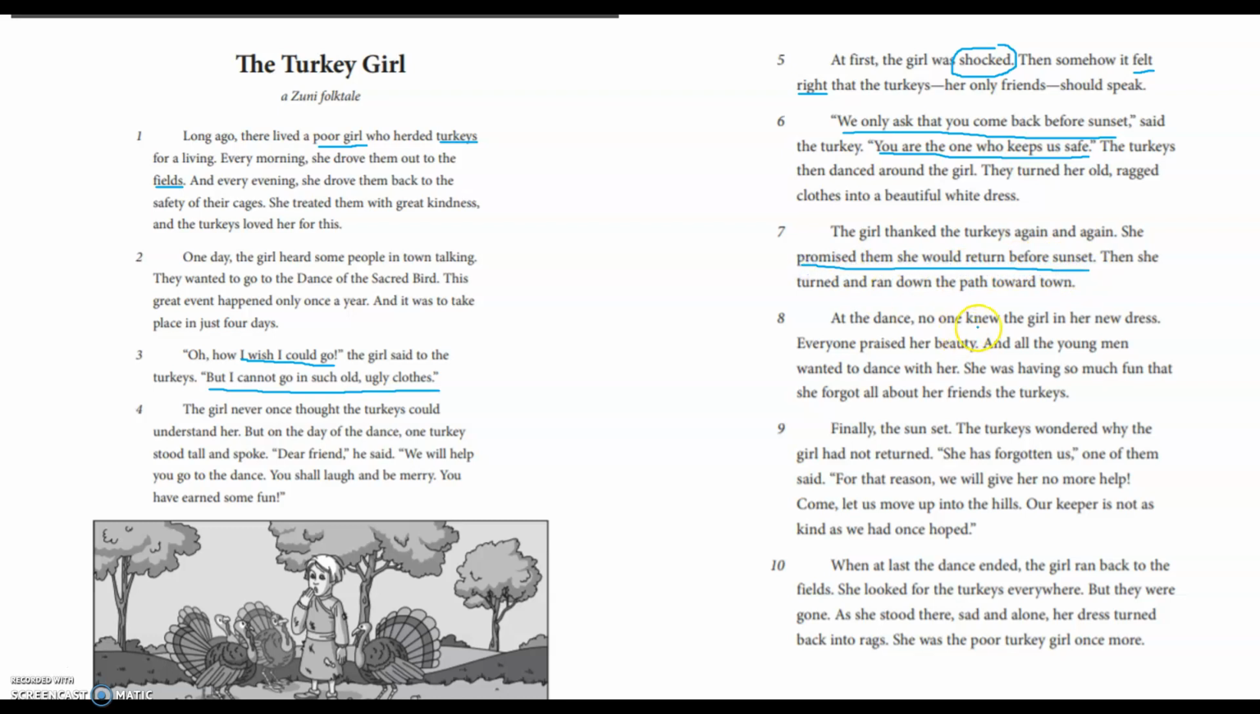At the dance, no one knew the girl in her new dress. Everyone praised her beauty, and all the young men wanted to dance with her. She was having so much fun that she forgot all about her friends, the turkeys.